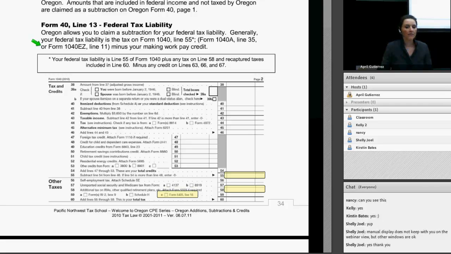But please note that your federal tax liability is not always the number that appears on line 55 minus your Making Work Pay credit. It can be increased or decreased by other line items, including line 58, which is an increase, and line 58 is where you report the additional tax or penalty on early distributions from IRAs and simple plans. It also can be reduced by refundable credits, like the Making Work Pay credit, the American Opportunity credit, and the first-time home buyer credit.